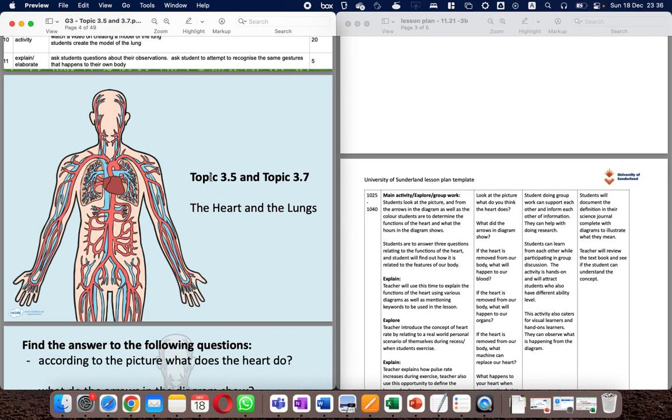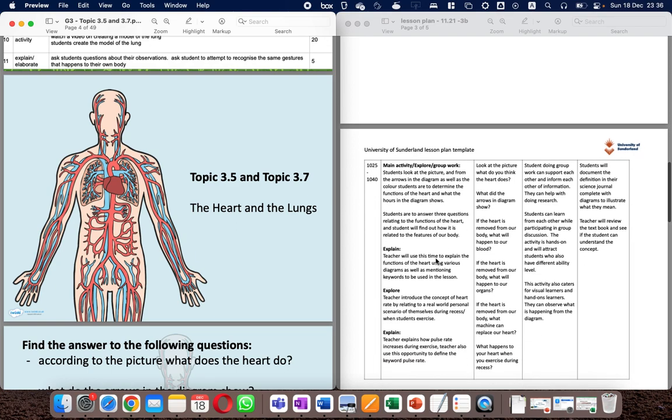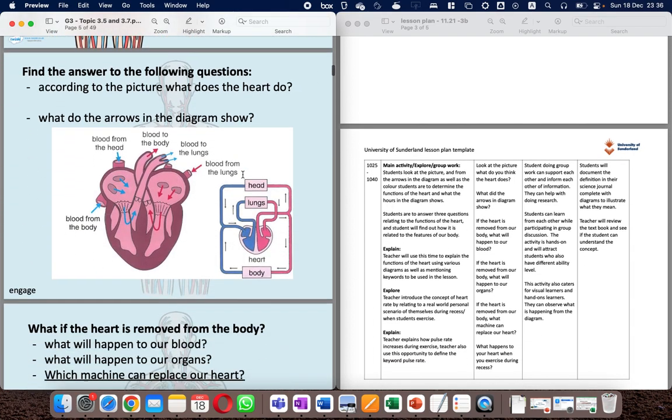After they are inquisitive, after you get their attention, get students to look at the picture on the diagram. I'm going to ask the students what the picture is doing. Have a look at the arrows. What are the arrows? Why are they different colors? What do you think it means?